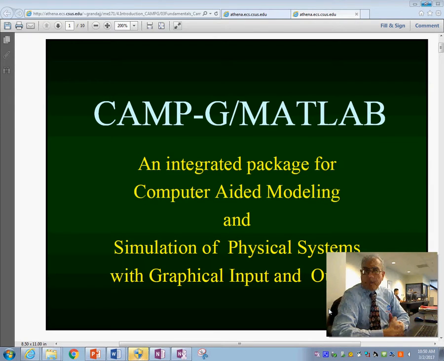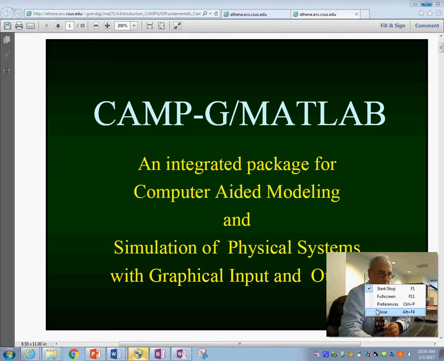What is CAMG? That is the topic of today's discussion. CAMG stands for Computer Aided Modeling Program with Graphical Interface. That's what CAMG means. And this program works with MATLAB. CAMG delivers the computer models to MATLAB in such a way that MATLAB can perform the simulation. So in that way, it's a modeling software and like a preprocessor.